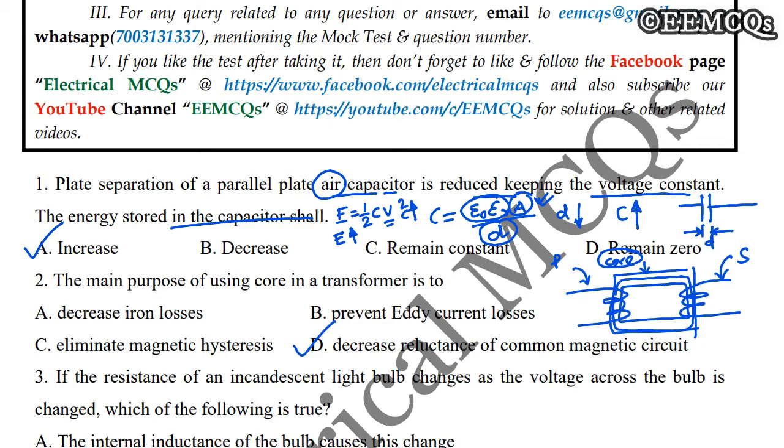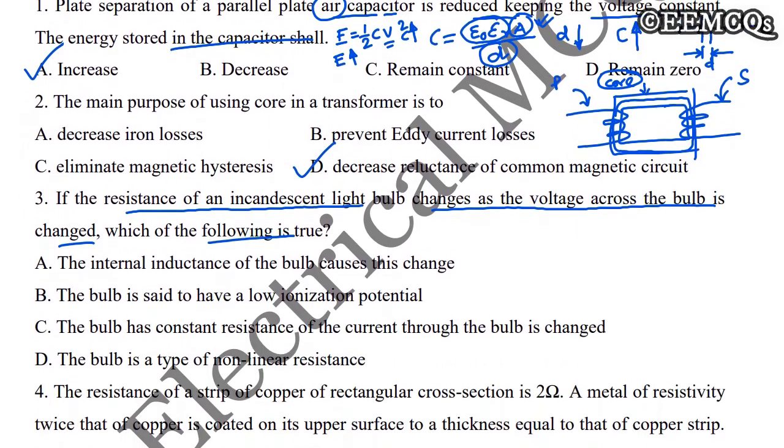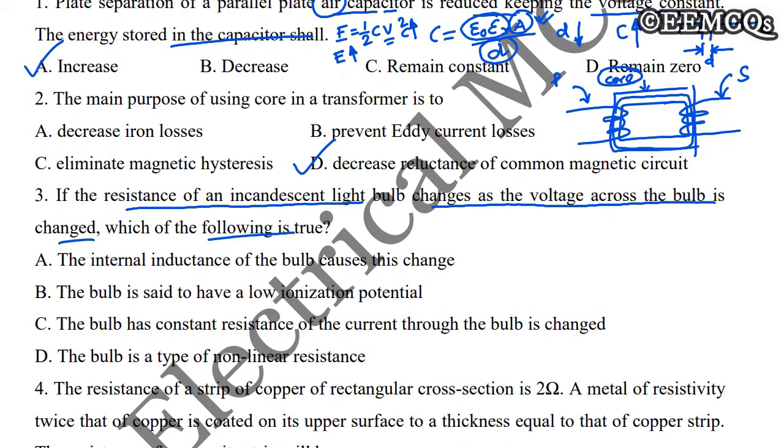Next question: if the resistance of an incandescent lamp or light bulb changes as the voltage across the bulb is changed, which of the following is true? See what the options are. The internal inductance of the bulb causes this change. The bulb is said to have a low ionization potential. The bulb has constant resistance if the current through the bulb is changed. The bulb is a type of nonlinear resistance.